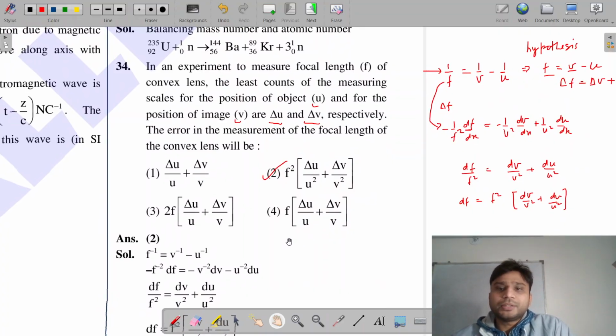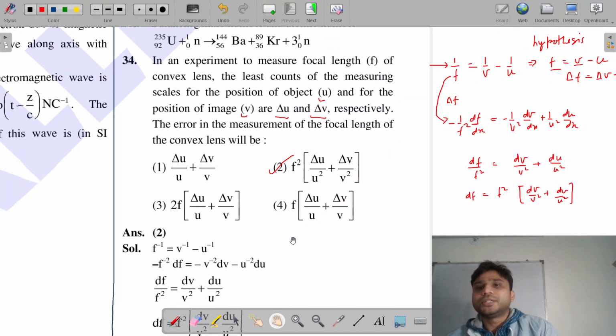This is one of the questions in which we didn't take the natural log of the function 1 upon f and directly differentiate it. So this is a little bit different from what we normally encounter in JEE Mains.